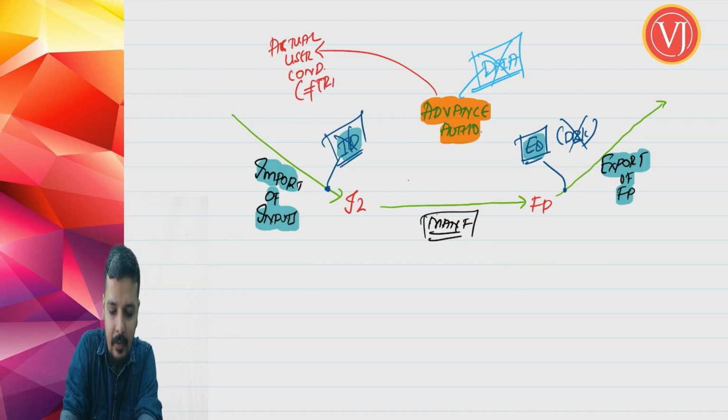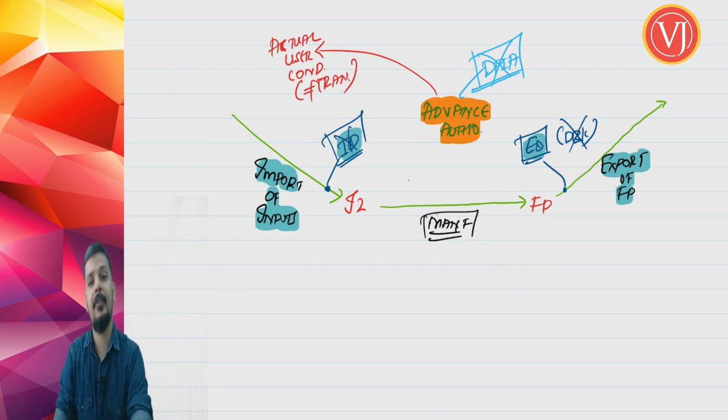That means it is not transferable. It is different from your duty free import authorization because that is transferable, but your advance authorization is not transferable. It is based on actual user condition, which means that if I have imported the inputs, I have to use it for manufacturing of output. I cannot transfer it to someone else. So it is based on actual user condition. It is not transferable.